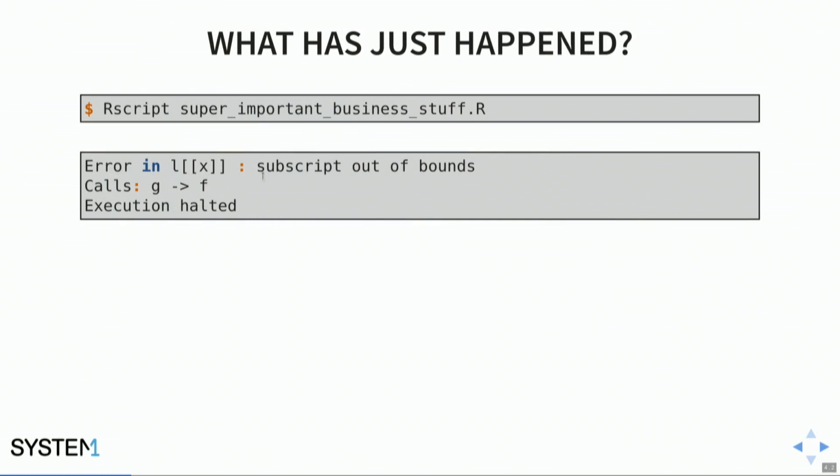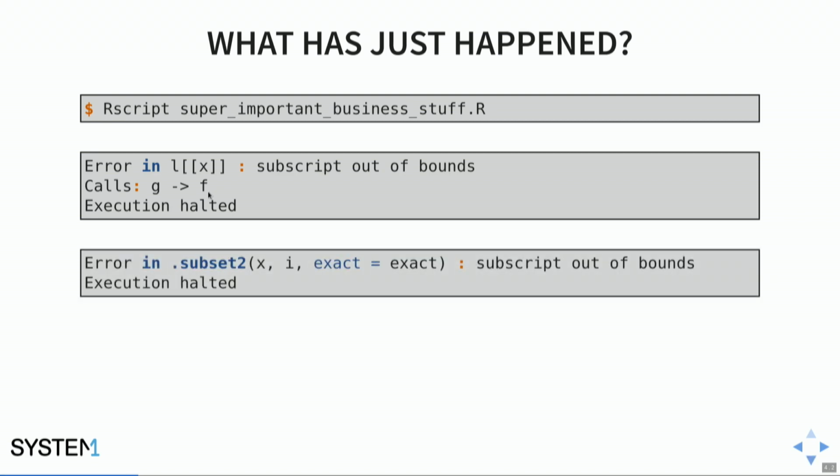And here at least you get some hints. There's a function called f and g, but if you get an error like this one, dot subset 2 error, you have no idea what has happened.